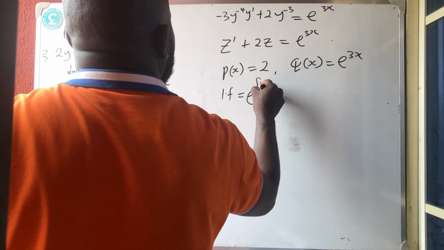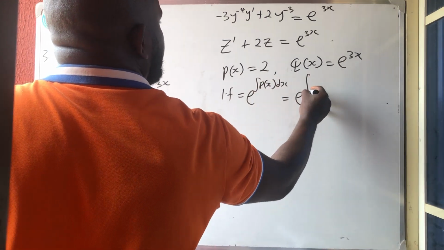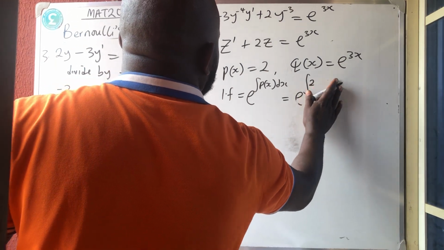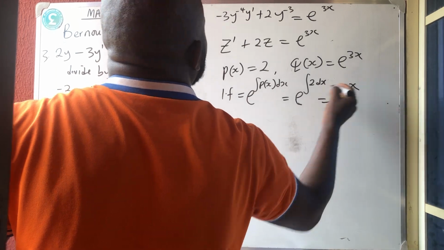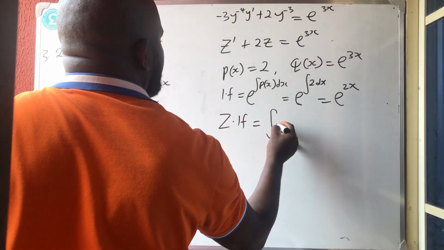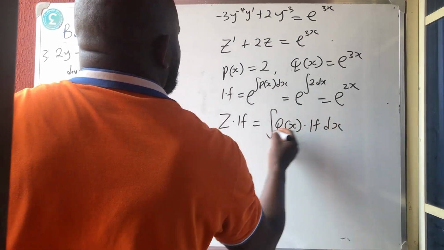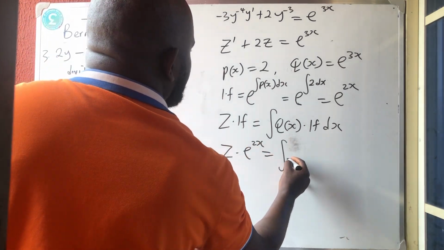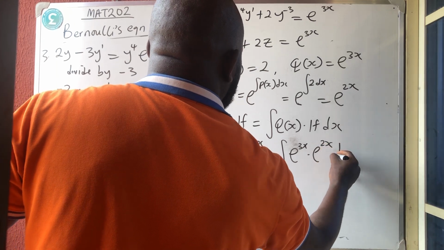e raised to power the integral of p of x dx, which is what? e raised to power the integral of 2 dx, which is e raised to power 2x. So my answer becomes z dot integrating factor is equal to the integral of q of x dot integrating factor dx. So I'm having z dot e raised to power 2x is equal to the integral of e raised to power 3x dot e raised to power 2x dx.